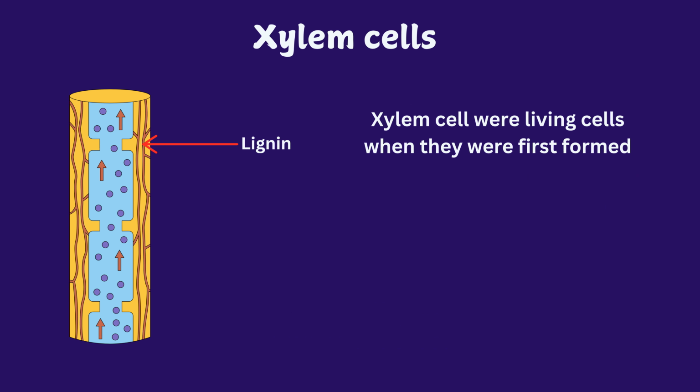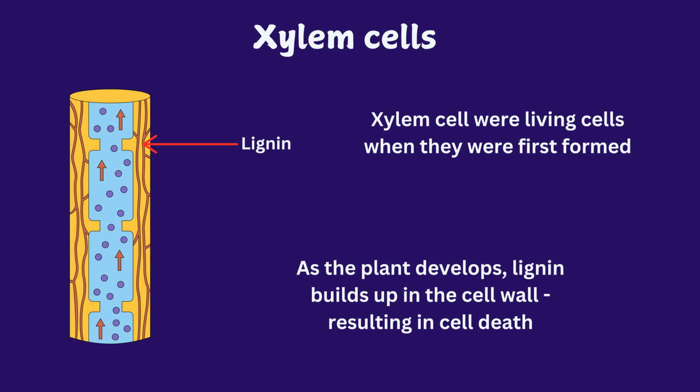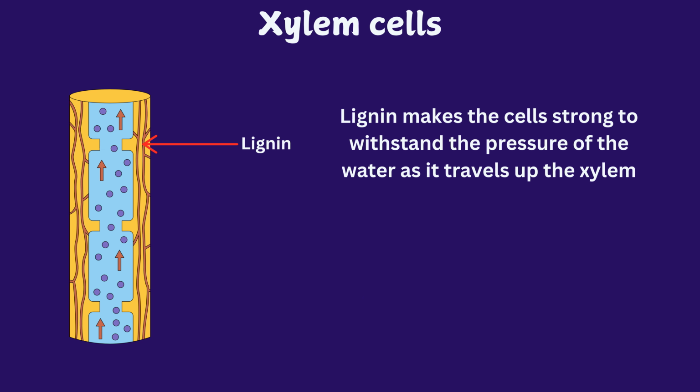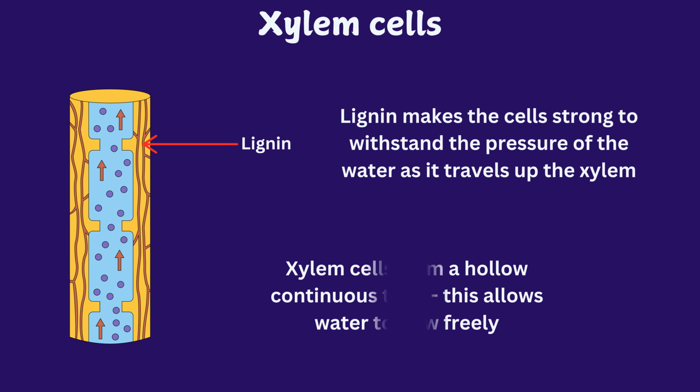Xylem cells were living cells when they were first formed. As the plant develops, a chemical called lignin builds up in the cell wall, resulting in cell death. Lignin is a very important chemical. Lignin makes the cell strong to withstand the pressure of water as it travels up the xylem.